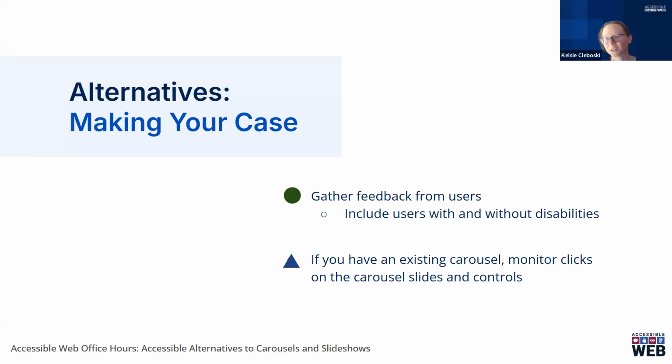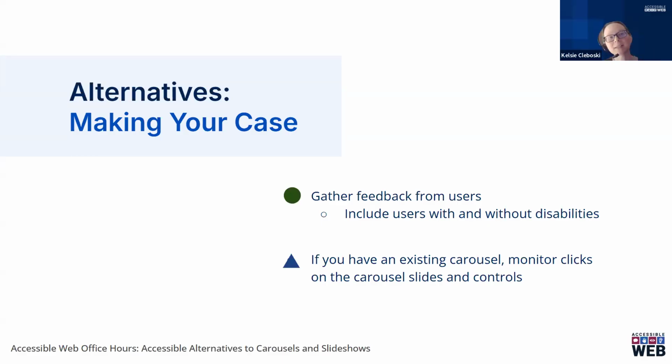Now, when you are looking at alternatives, I know sometimes it can be difficult to make your case in terms of convincing stakeholders or leadership to move away from carousel widgets. I know they're very commonly used on the web. So we recommend that if you can, especially if you already have carousels and are wanting to move away from those, gather feedback from your users and include users both with and without disabilities in that process of gathering feedback, to get a sense of what your real users are saying about your carousels, if they use them, if they like them, and what challenges they may be facing with them.